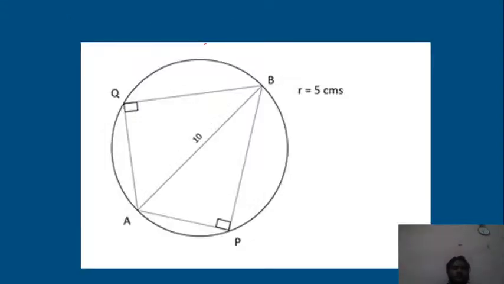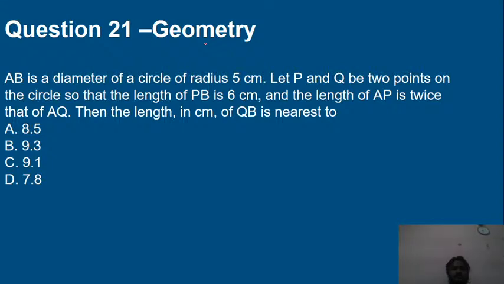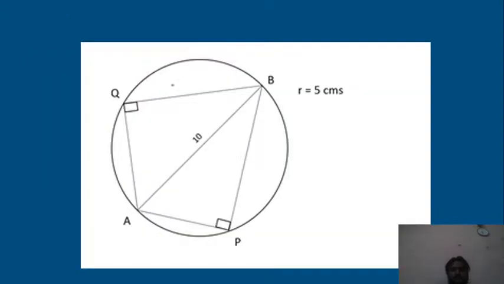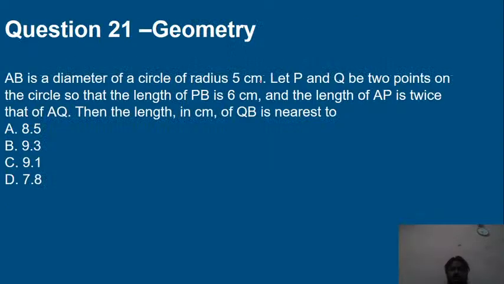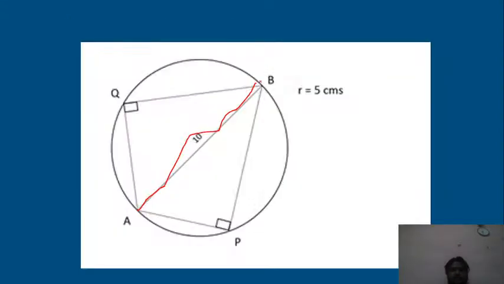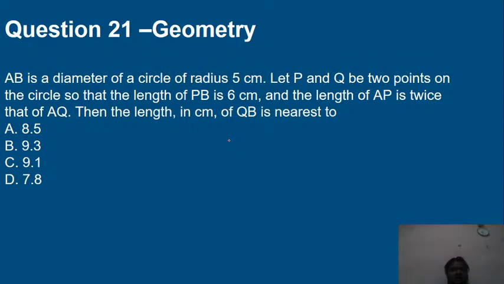Okay guys, so see, AB is the diameter of a circle of radius 5 centimeters. So of radius 5, so AB is equal to 10. So I draw my AB first here. Okay, and now I know P and Q are 2 points on the circle such that PB is 6 centimeter and the length of AP is twice that of AQ, and then the length of QB is nearest to.